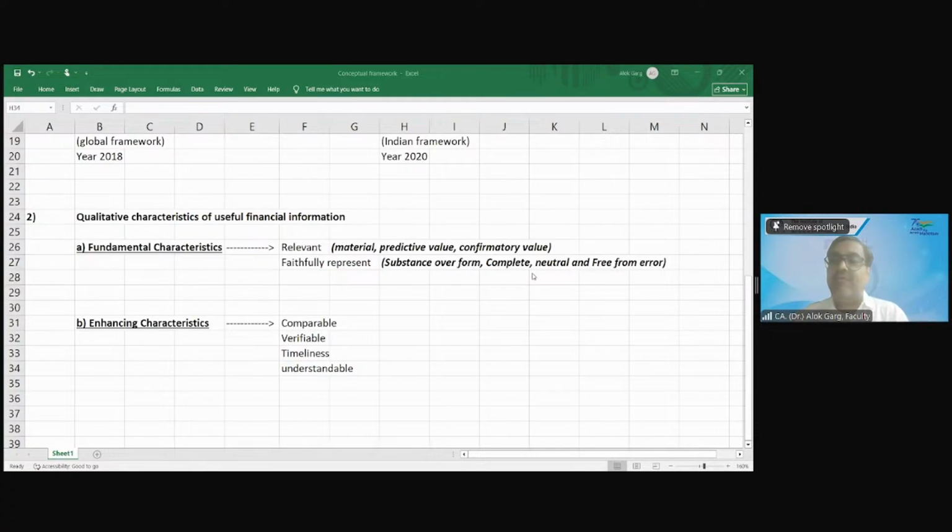For the enhancing qualitative characteristics, the information should be comparable. It has to be verifiable, and timeliness in providing information is most important. Like the Securities and Exchange Board of India requires listed companies to publish financial results within 45 days from the end of the quarter and within 60 days from the end of the year, and this financial information has to be understandable.